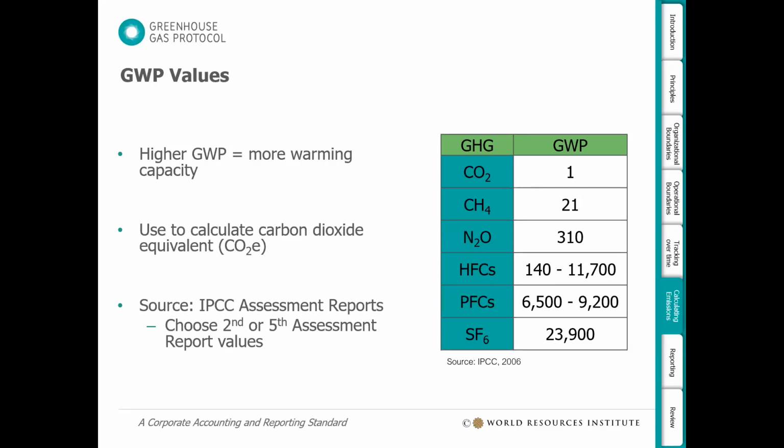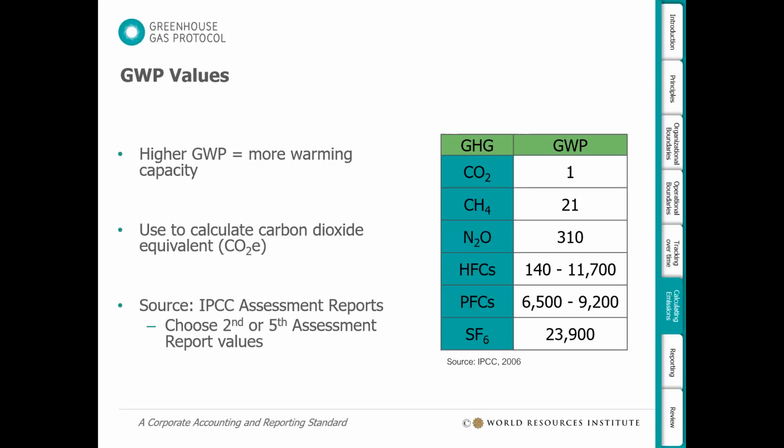GWP values are published in so-called IPCC assessment reports, and those reports are updated on a periodic basis. The values shown on this slide come from the second assessment report from the IPCC, which was published in 2006. And we'll be using these factors, I believe, later on in today's exercise. We recommend that companies use either these values from the second assessment report or the values from the most recent assessment report, which is the fifth assessment report published in 2015.